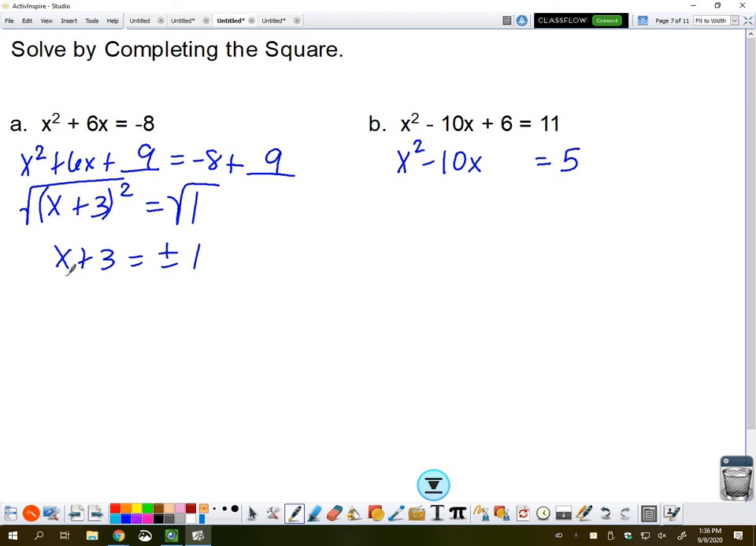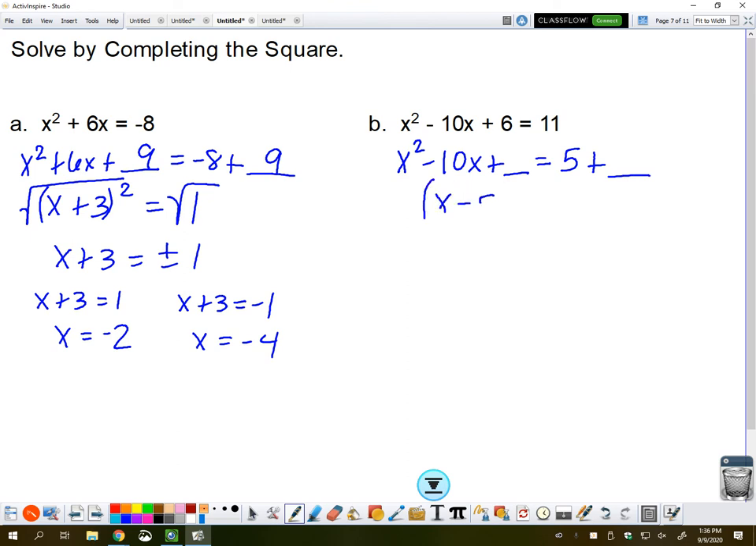All right, so at this point, you really have x plus 3 equals 1, and you have x plus 3 equals negative 1. So subtracting 3, you get negative 2. Subtracting 3, you get negative 4. All right, so over here, you've got variables on one side, numbers on the other. So now we're ready to complete the square.